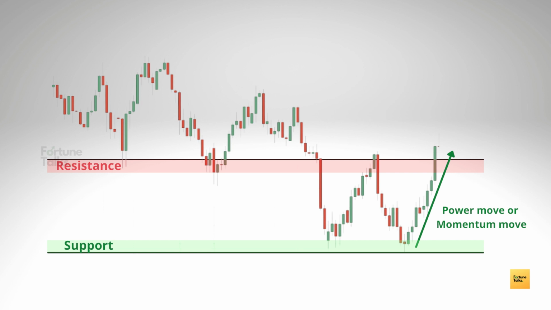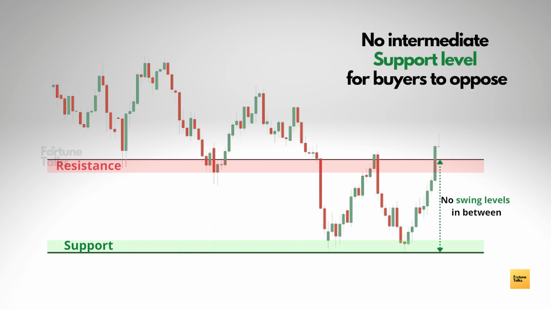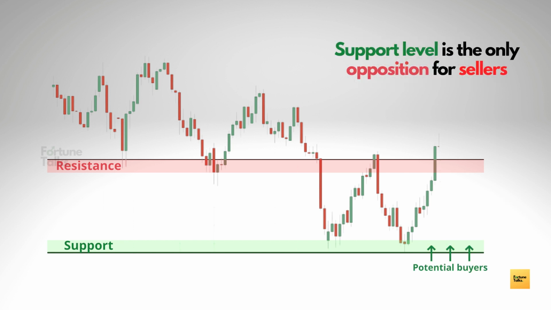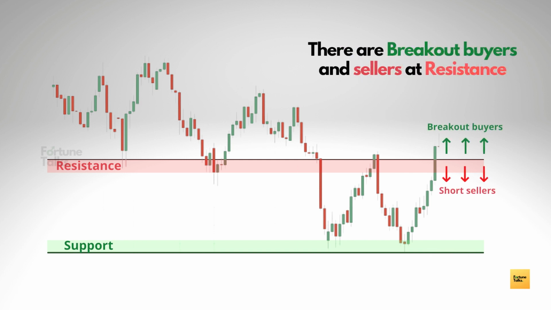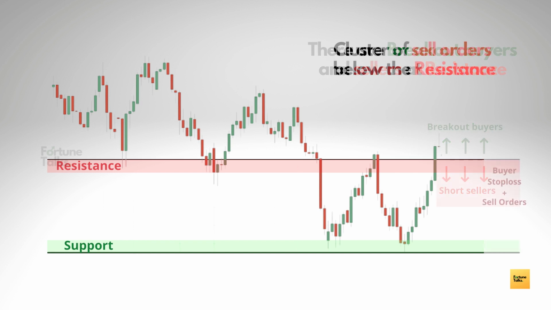In this case, let's talk about a resistance level. It means that there are no intermediate swing levels to support these higher prices, or there are no obvious levels for the buyers to come in to oppose the sellers if they sell at the resistance. Now the only possible area for buying is the previous support level, and so there will be a lot of sellers waiting at the resistance to sell, and also there will be a lot of buyers who look to buy the breakout, who would place their stop losses below the resistance. Now there is a cluster of sell orders below the resistance by both the sellers and the buyers.